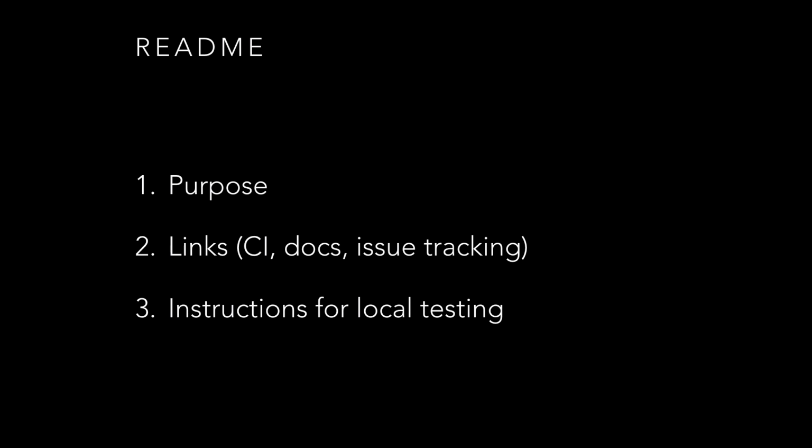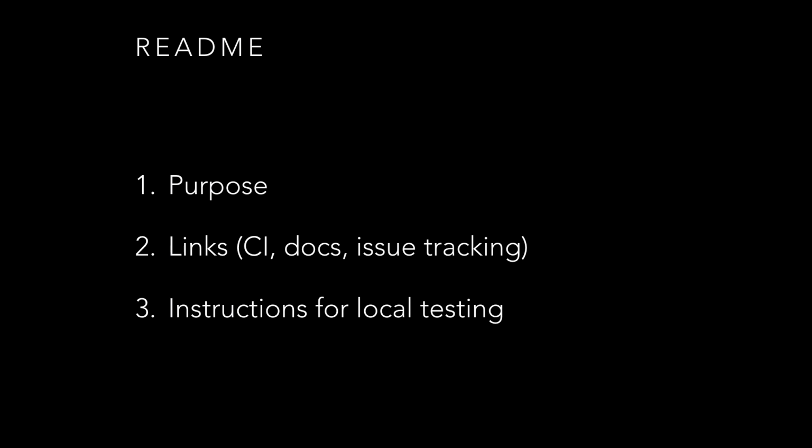The second thing is links. So if there are any resources associated with this project, like a Jira project or a build that runs in CI or documentation or anything like that, a list of links. And then also the third thing that's most important, especially as your project is shared with more people, is instructions for getting things running locally for testing.